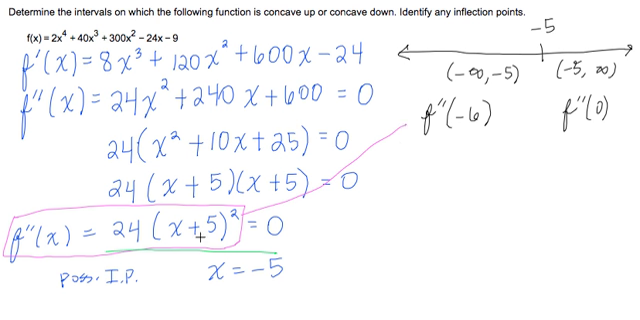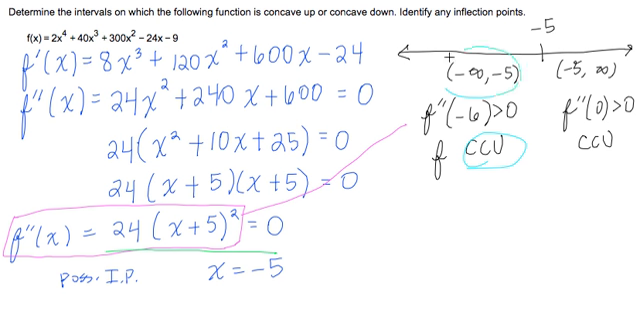We'll see negative 6 plus 5 is negative 1. Squared is positive, times positive 24. That's positive. So f is concave up there. F double prime of 0: well, 0 plus 5 squared is also positive. Anything squared is positive. So that's also positive. So f is also concave up on that interval. Okay, so it's concave up on these two intervals.